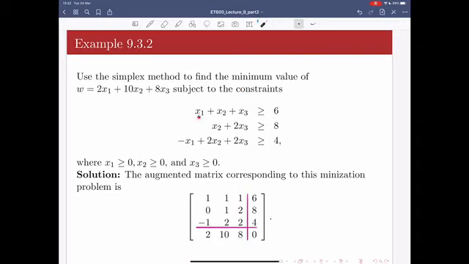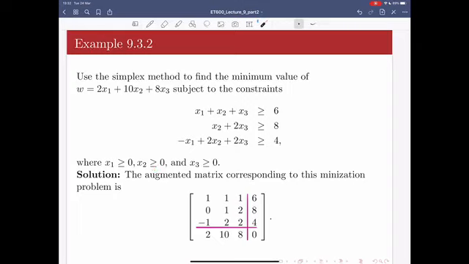The first constraint is x1 plus x2 plus x3 must be greater than or equal to 6. Second constraint, x2 plus 2x3 must be greater than or equal to 8. And the last constraint, negative x1 plus 2x2 plus 3x3 must be greater than or equal to 4. And we also have those non-negative constraints. All the variables must be non-negative.